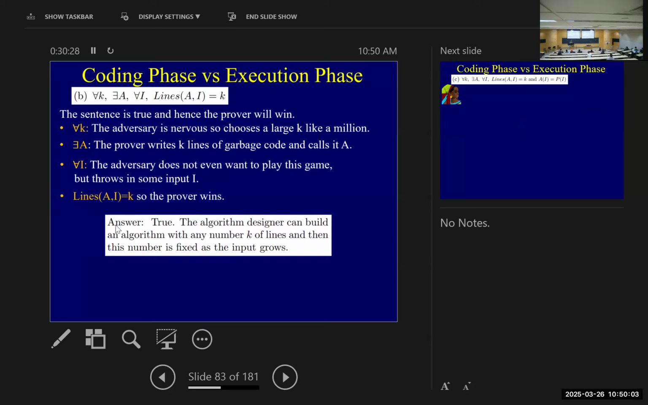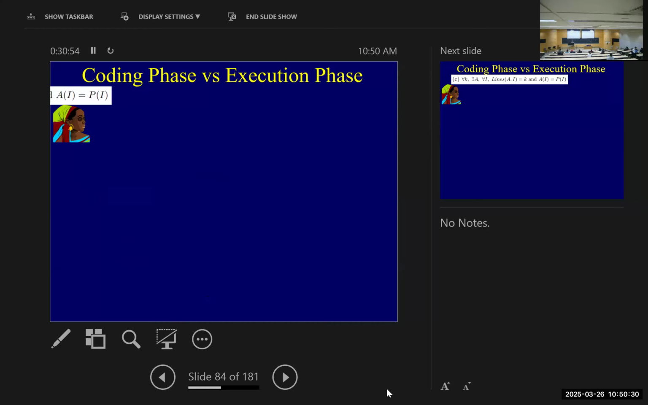Right, so here is the answer I gave. I said it's true. Why? Because an algorithm designer can build an algorithm with any number of lines of code, and then this number is fixed as the input grows, right? So if I give you this as a question, this is the answer I want. Would everybody agree that this is better? It's a pretty good answer, right?